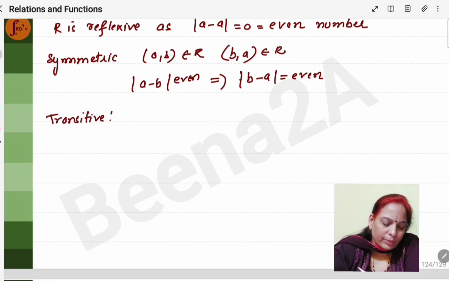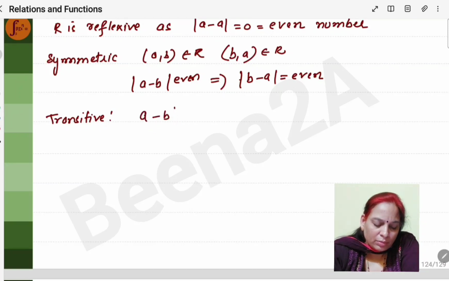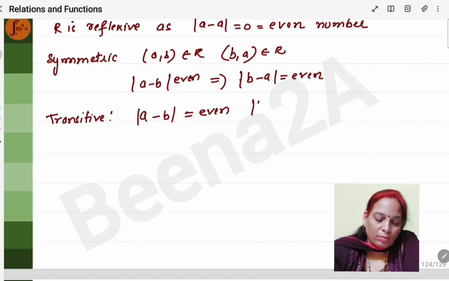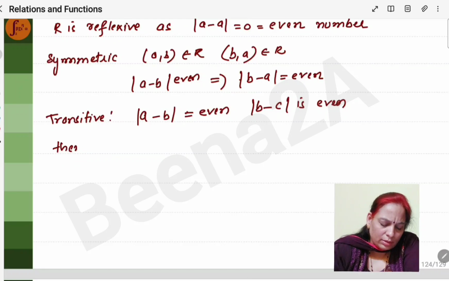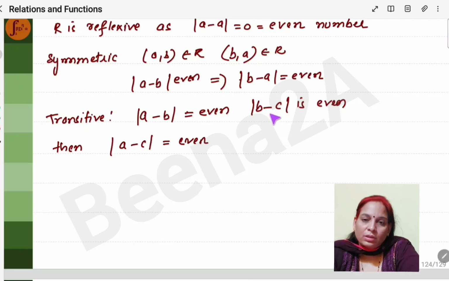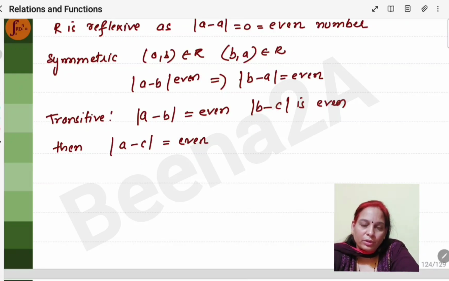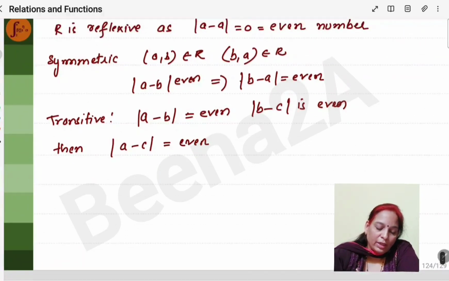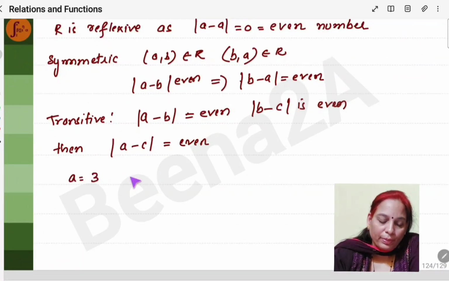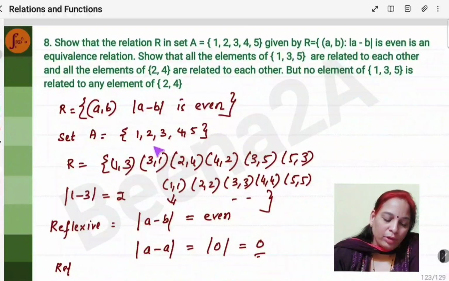Now we'll take the transitive case. In the transitive combination, if modulus of A minus B is even and modulus of B minus C is even, then modulus of A minus C should be even. This is the condition, the AB, BC, AC combination. Now we'll take an example. Say let's take A as 3, B as 5 and C as 1. We'll just randomly take some numbers which are in this set. It should belong to this set.